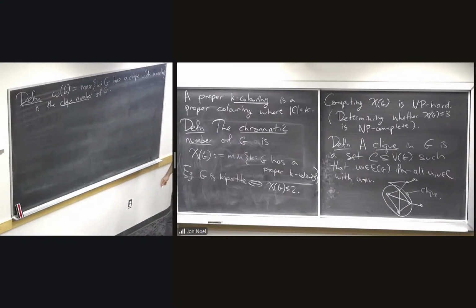So in this example, omega would be equal to 4 because this graph has a clique with 4 vertices and it doesn't have any bigger ones.